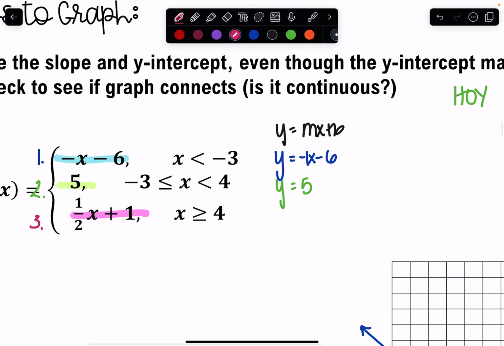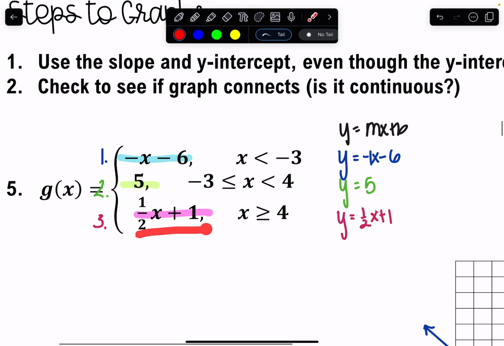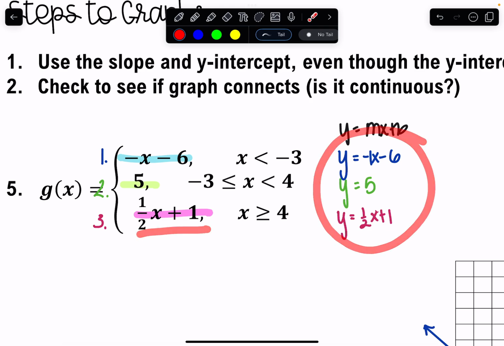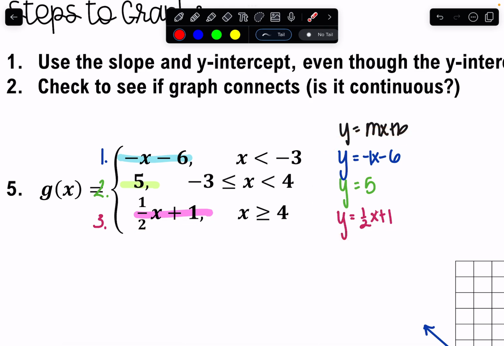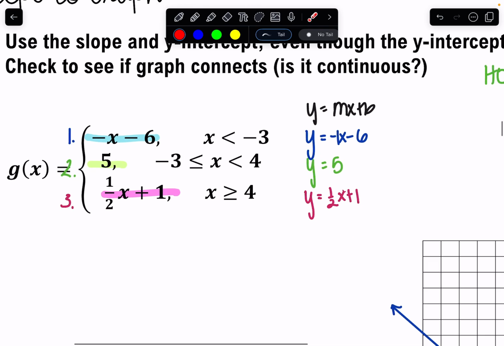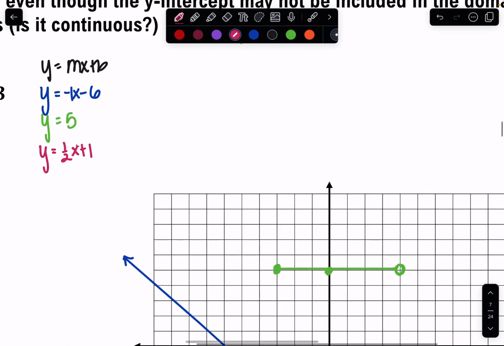And then finally, the last one, we have y equals 1/2 x plus 1. Again, that's really how I'm reading this. So you don't have to rewrite this over here. I'm just doing that if this is confusing to you. So now I have it in slope-intercept form, 1/2 x plus 1. So I'm going to graph that line.